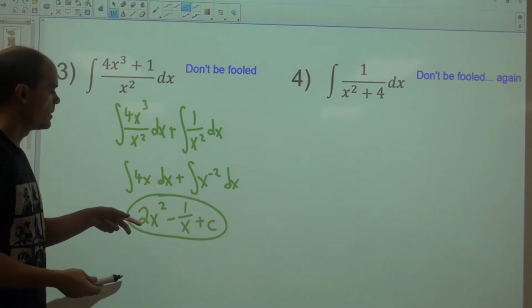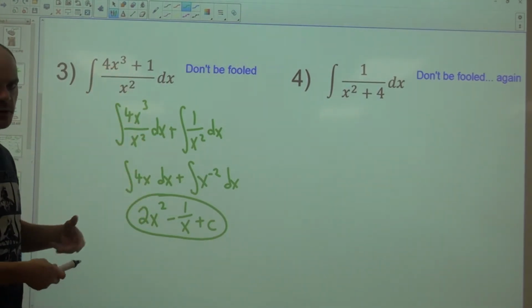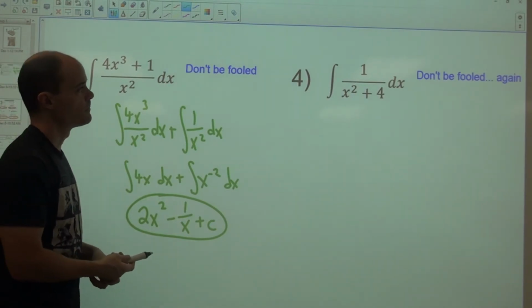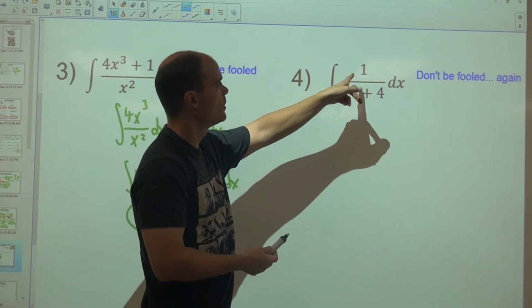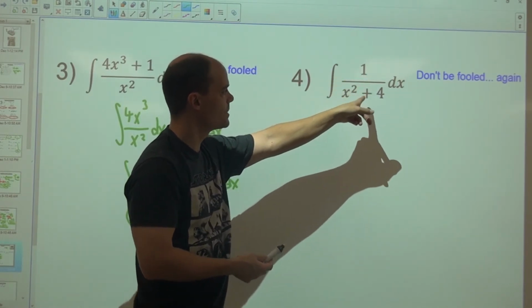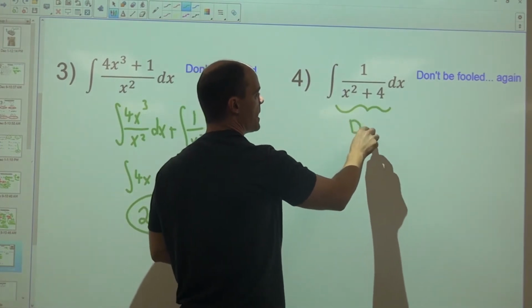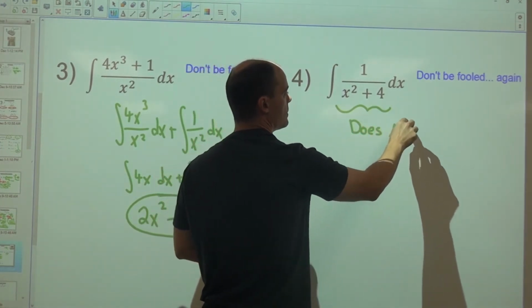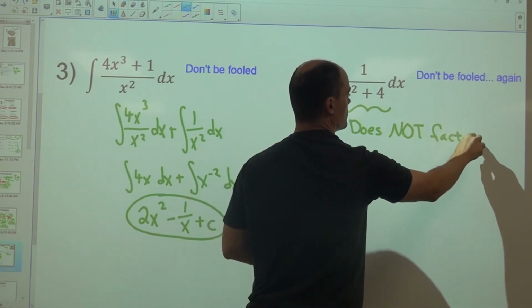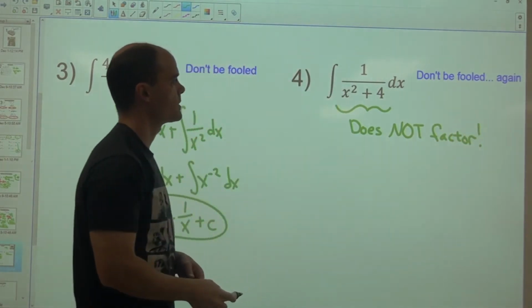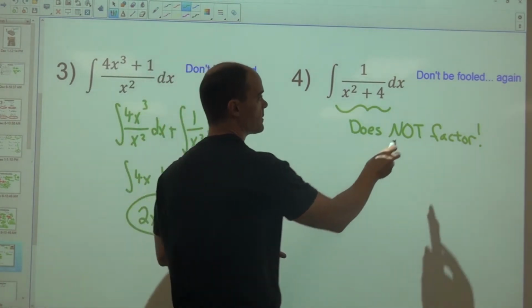You would have gotten that either way. Wouldn't have mattered if you did long division or not, but if you notice the separation here, it's much faster than having to go through any long division. And don't be fooled here. This is bottom heavy, but it's addition, so this does not factor. X squared minus 4 factors, x squared plus 4 does not factor.